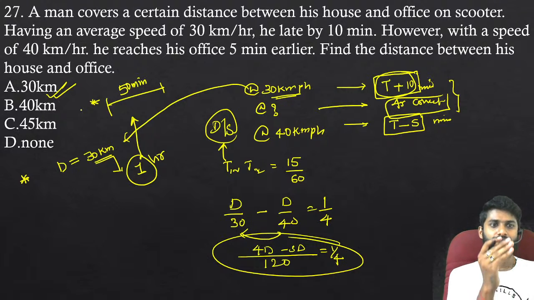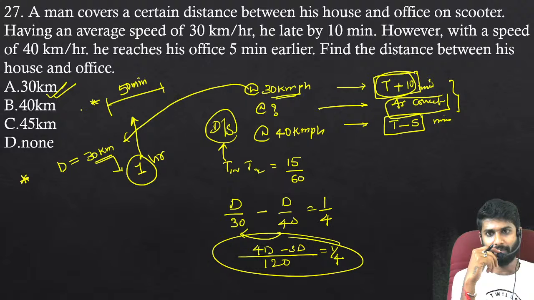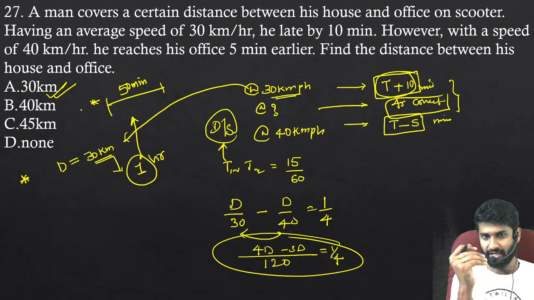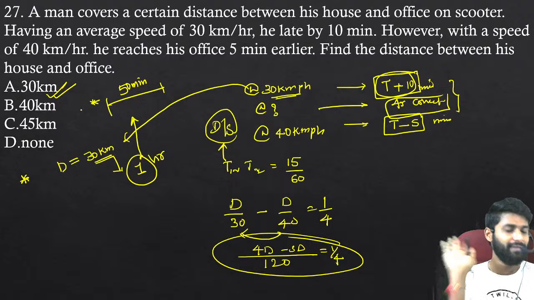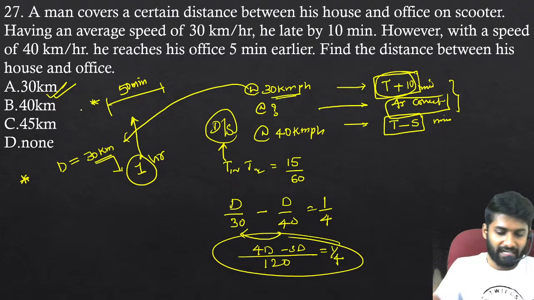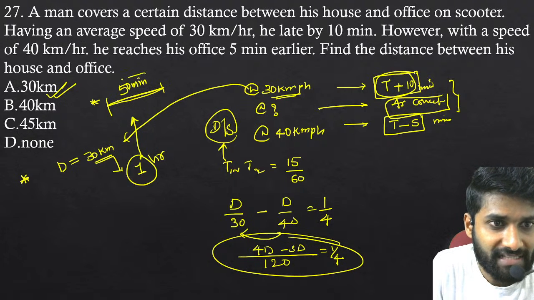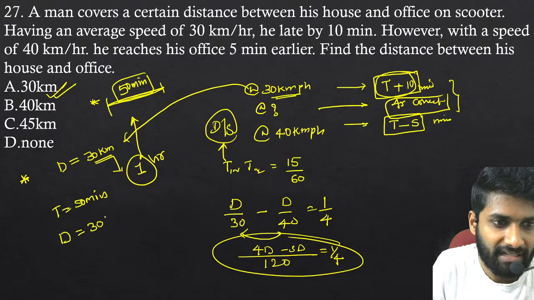Guys, see, you already calculated 30 kilometers. Take the first statement: he travels at 30 kilometers per hour and reaches the office 10 minutes late. If you go 30 kilometers at 30 kilometers per hour, it takes 1 hour, and for that 1 hour he is 10 minutes late. So the exact time to reach the office is 50 minutes. The distance is 30 kilometers.